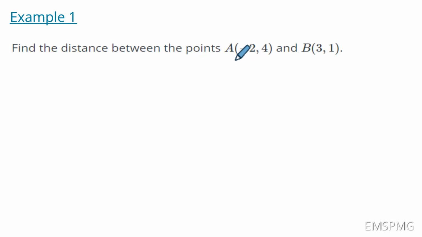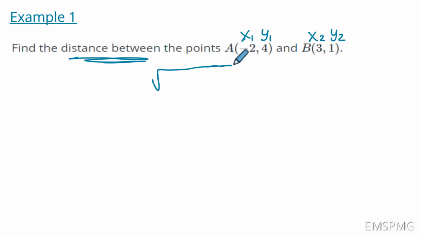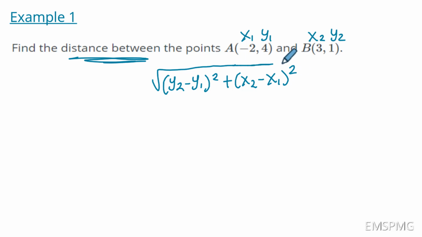Let's try out an example. Say we have coordinate A and coordinate B. Let's not graph it, let's just solve it. And we're trying to find the distance between these 2 points. So step 1, here's what you need to do: label your coordinates. So x1, y1, x2, y2. Step 2 is set up your distance formula. So square root of y2 minus y1 squared plus x2 minus x1 squared.